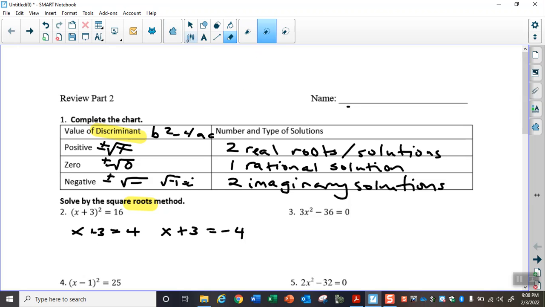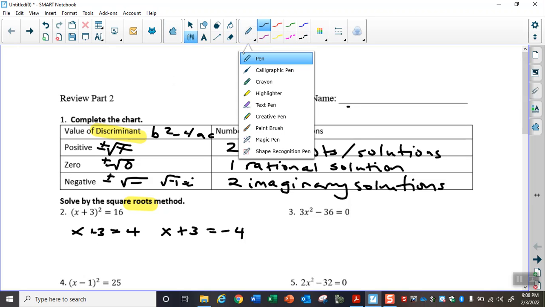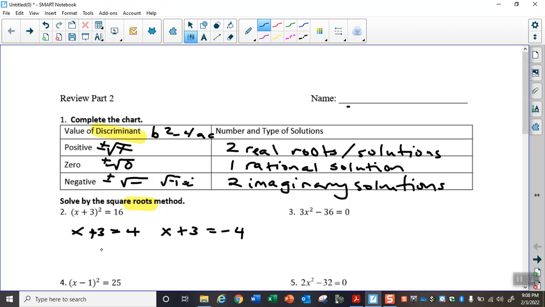Oops, I need to get my pen. All right, so I have x plus 3 equals 4. So I'm going to subtract 3 on both sides. And so I get x equals 4 minus 3 is 1. That's one solution. Subtract 3 from both sides, so I get x equals -7 is my other solution. That's using the square root method. I just square rooted both sides because b was equal to 0.